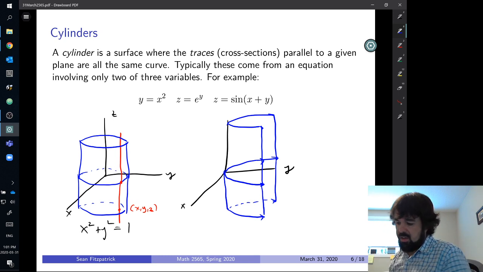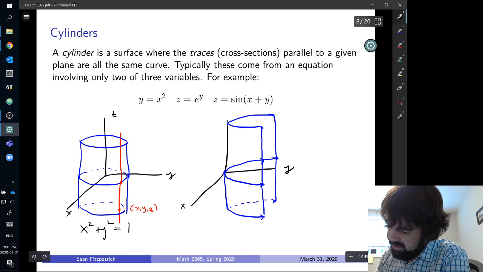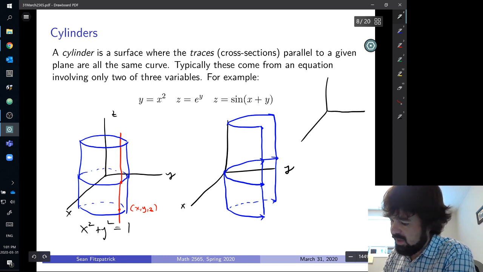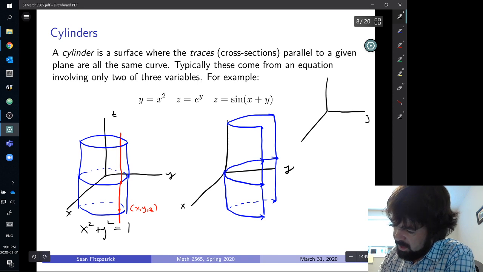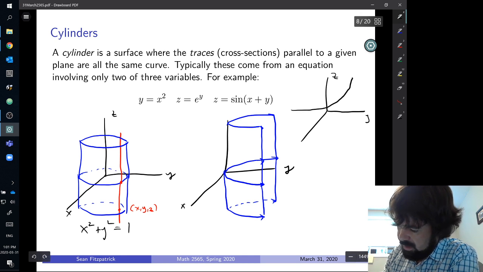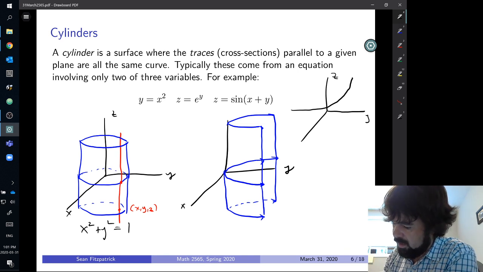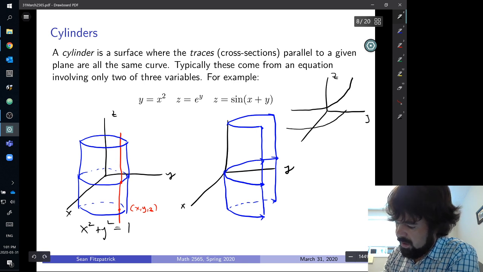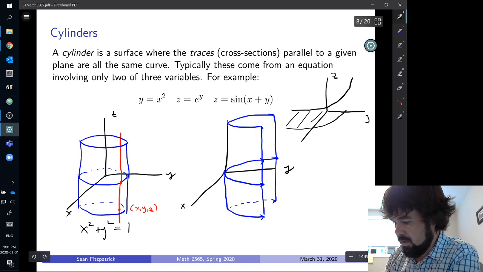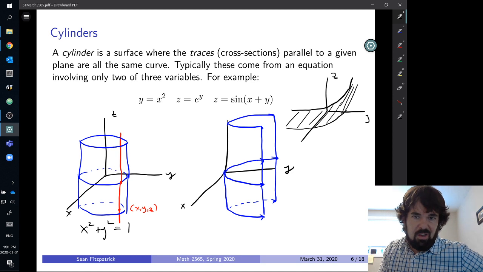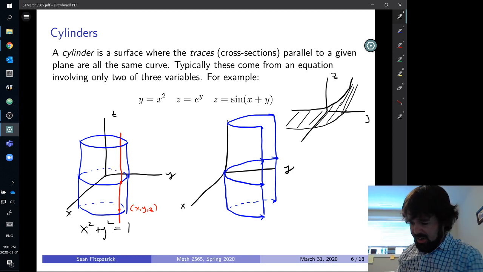Same thing for something like z equals e to the y. I don't know if I can sketch all of these, but for z equals e to the y, if I'm in the yz plane, I can draw that exponential like so. But then I want to have this cylinder thing going on, so there's going to be more copies of it as I slide back and forth parallel to the x-axis. So we get something that looks like that. Okay, not so successful on drawing that one. It's okay. These aren't all going to be wins.